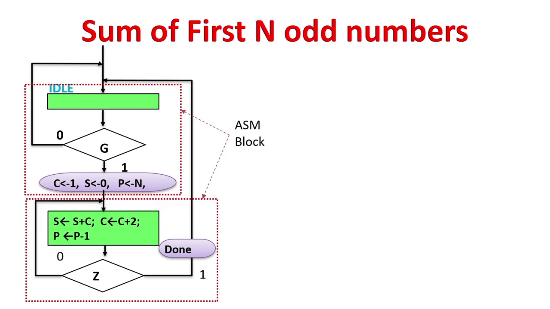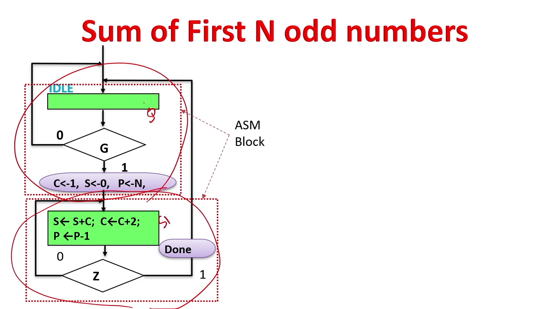So, this is the example of two ASM blocks. Clearly this is one block shown in red, and this is another block. These are two ASM blocks. ASM block means it executes in one cycle. So, the whole thing executes in one cycle. Suppose this is state 0 and state 1. Whenever you are in state 0, at the end of the cycle it executes all the actions written in the state, then the conditions and the conditional state box. All three things execute together.